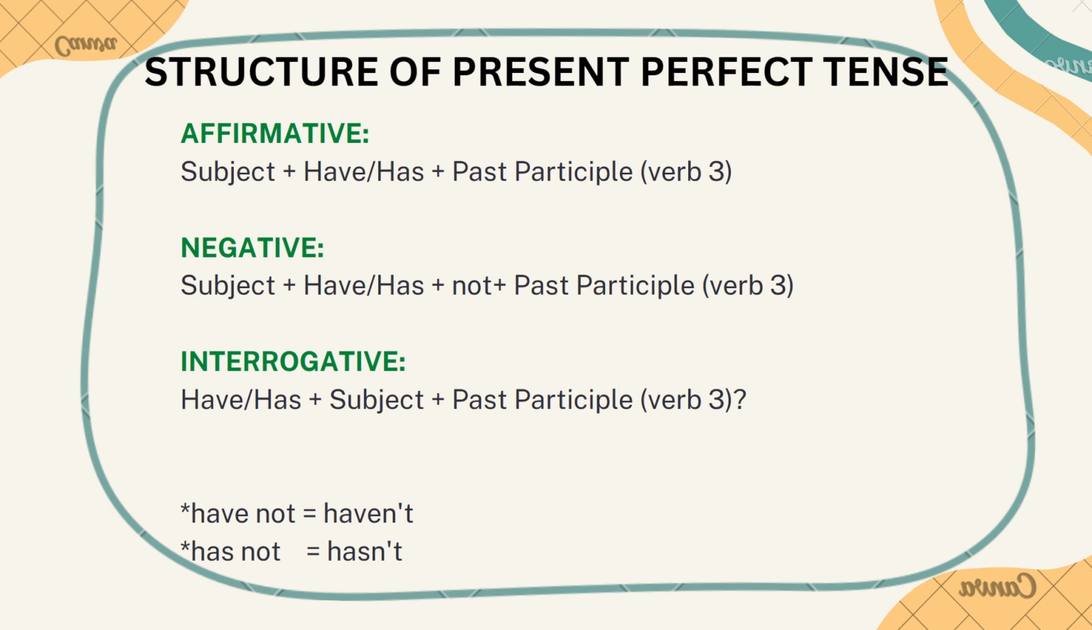Alright, let me tell you something. Have not, the shorter form is haven't. So haven't is the shorter form of have not. So you can say have not or haven't. Both are correct. And the shorter form of has not is hasn't. So you can use either has not or hasn't.